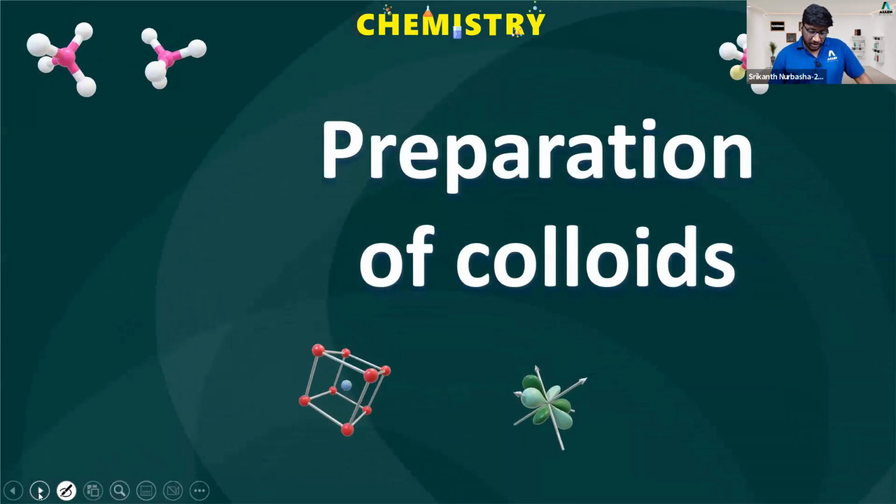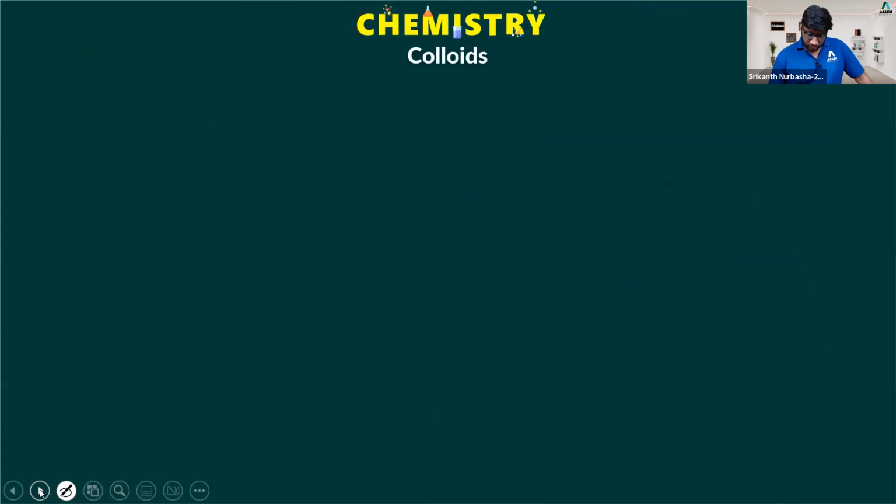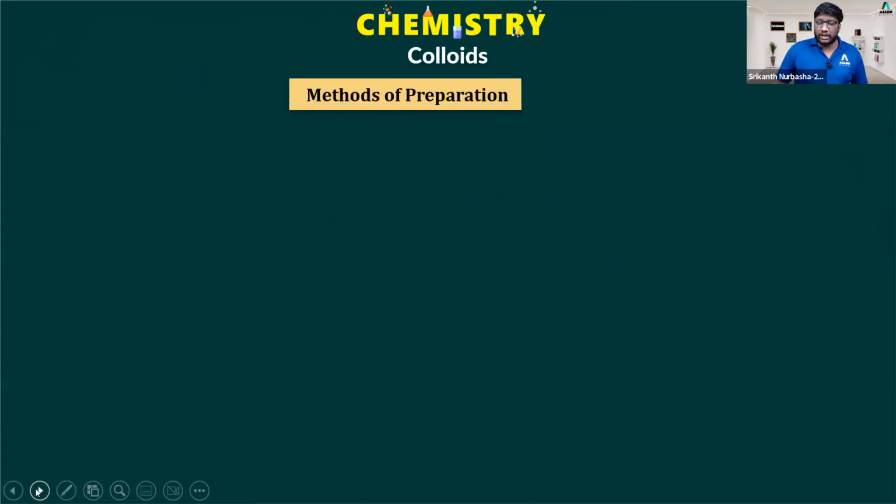The next point is preparation of colloids. After we have seen the classification so far, what types of classification have we seen? Classification based on physical states of the dispersed phase and dispersion medium, 8 types we have seen. Classification based on attraction between dispersed phase and dispersion medium: lyophilic, lyophobic, different categories, examples. Classification based on type of dispersed phase particle: multimolecular, macromolecular, and associated colloids, and cleansing action of soaps.